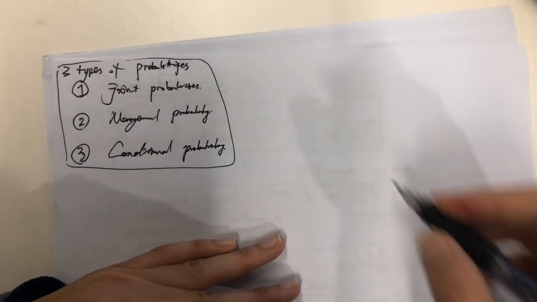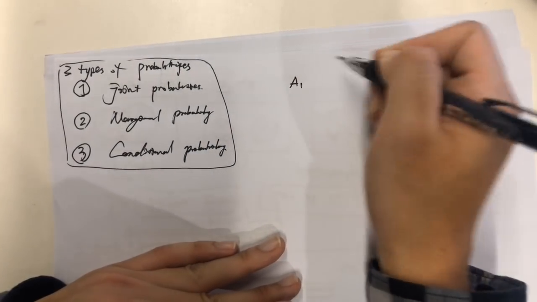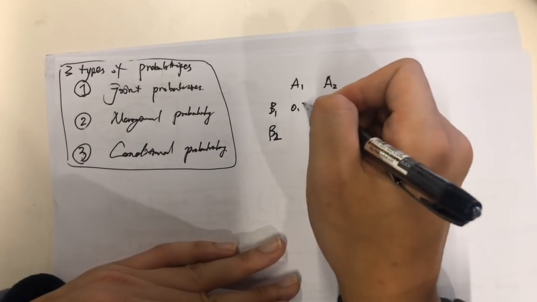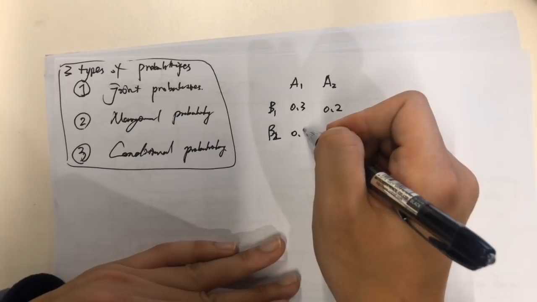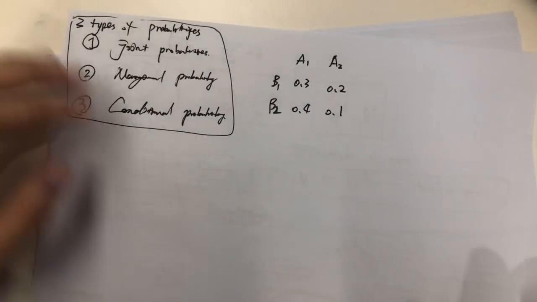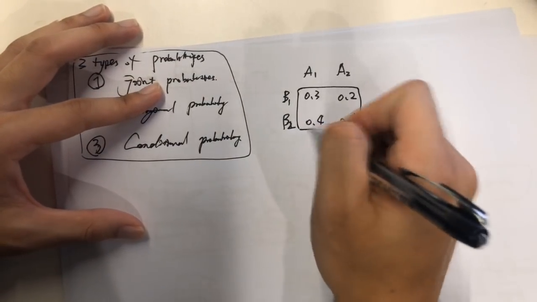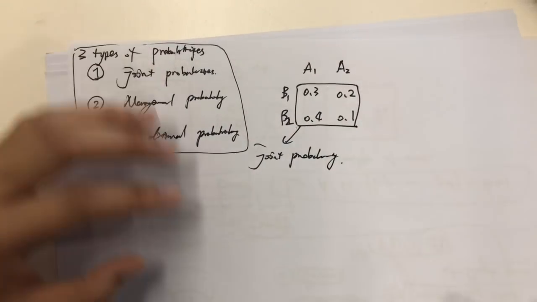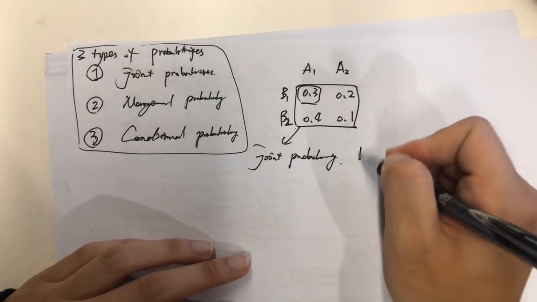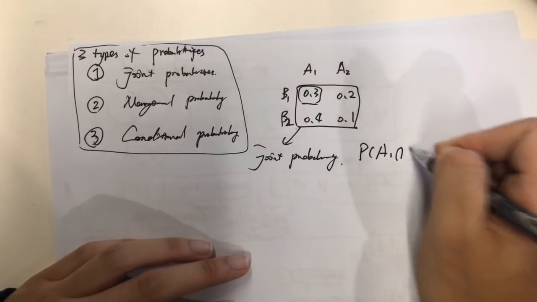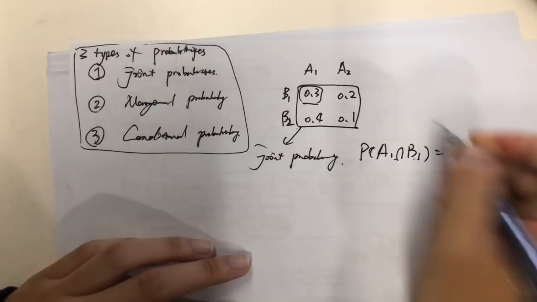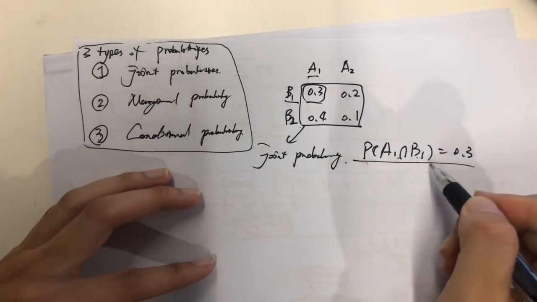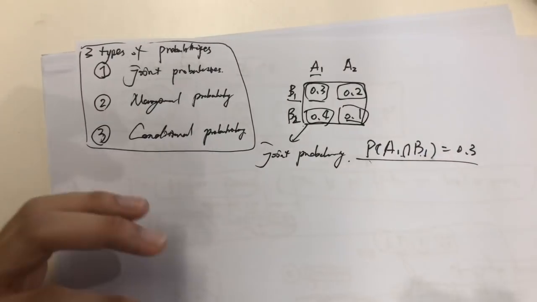And these types of questions usually give you different events and their corresponding probabilities. For example, we have A1, A2, B1, B2, okay? And we know the probabilities are 0.3, 0.2, 0.4, and 0.1, okay? So within this table, all data in this area are called joint probabilities, okay? And they are denoted, for example, this 0.3 is denoted as the probability of A1 intersection B1, or A and B, so that it's 0.3. So this is when A1 and B1, both of them happen together, okay? So all those four are joint probabilities.